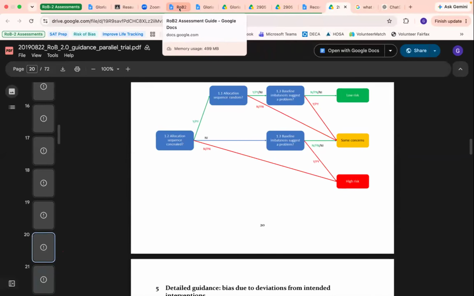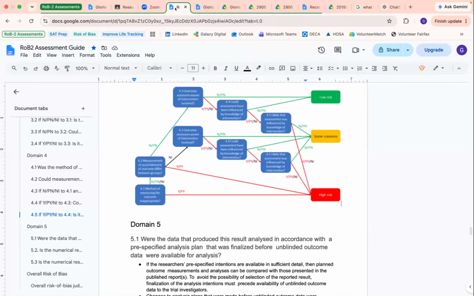Mr. David, do you understand how, even though the principal investigator was not blinded, it could still be low risk because it couldn't have been influenced whether the principal investigator knew or not? Yes, I understand. Okay. So Gloria, you want to circle the main differentiating factor here?